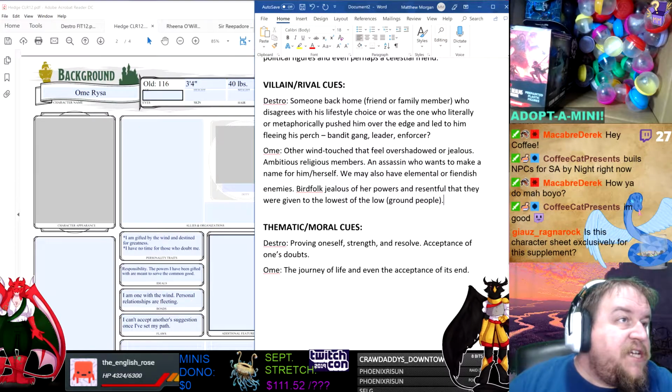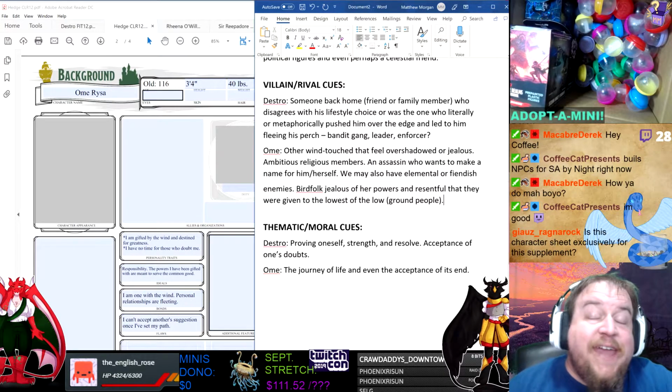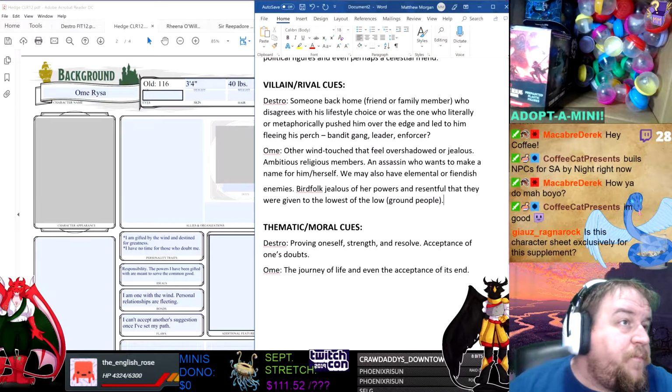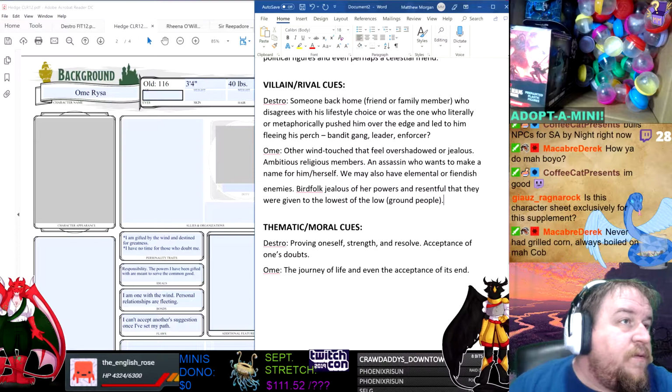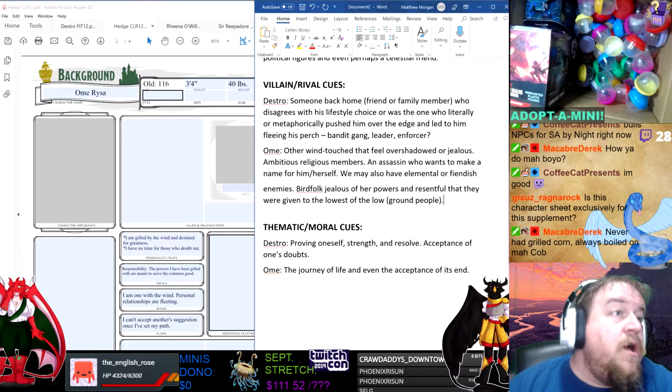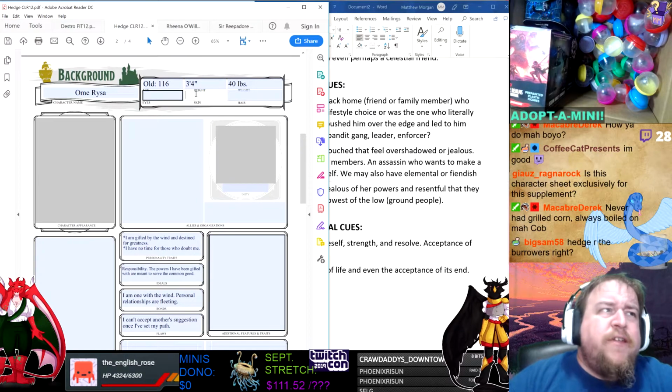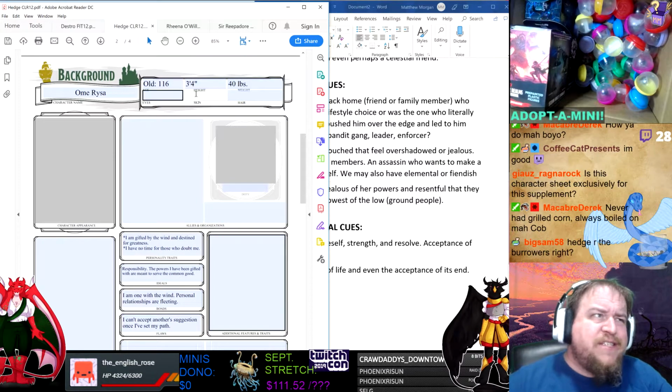You're building NPCs for San Antonio by Night? Because Coffee Cat is also going to be running Vampire down in the Lone Star State. No, Gaius, it is not. This character sheet is one that we use. I've been using this character sheet for our exercises for about a year now.